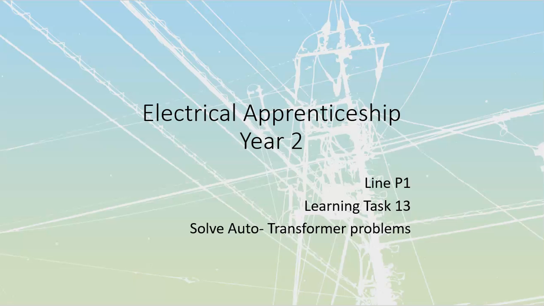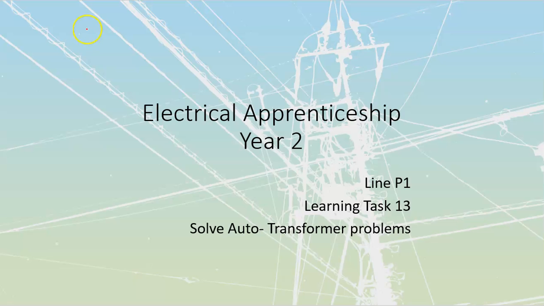All right, line P1, learning task number 13. We're going to take a look at problems that are going to involve our autotransformer calculations. So doing a bunch of solves for these. Once again, at the very beginning, we have to lay out the fact that these are transformers, which means that they are going to follow all of our transformer formulas.